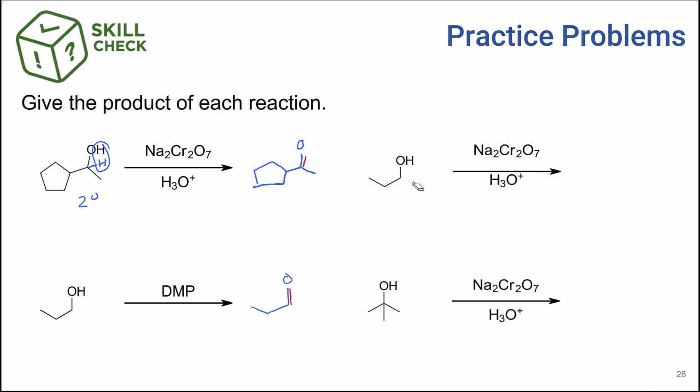If I do that same reaction using sodium dichromate instead, that one is not going to stop at the aldehyde. That will keep on going. We're going to get the carboxylic acid. And if I react tertiary alcohols with sodium dichromate, there are no hydrogens here to get oxidized, so this is a no reaction.